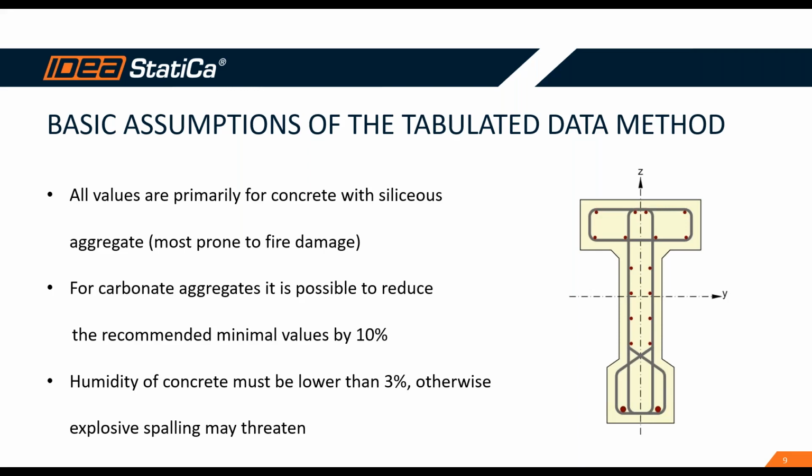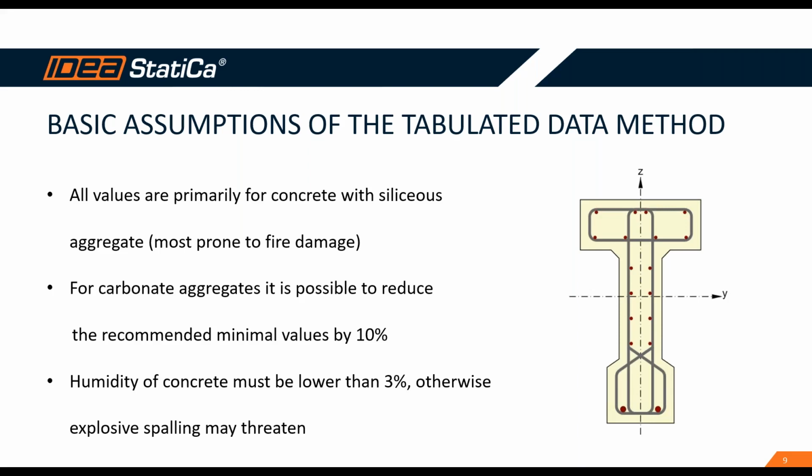All values that are described in the tabulated data method are primarily for concrete with siliceous aggregate, which is most prone to fire damage. If you are using concrete which has carbonate aggregates, it is possible to reduce the recommended minimal values by code by 10%. This is something that is done in the background of the software. You just have to make sure that you have the right concrete setting and you choose the right aggregate which will be in the concrete that you are checking.